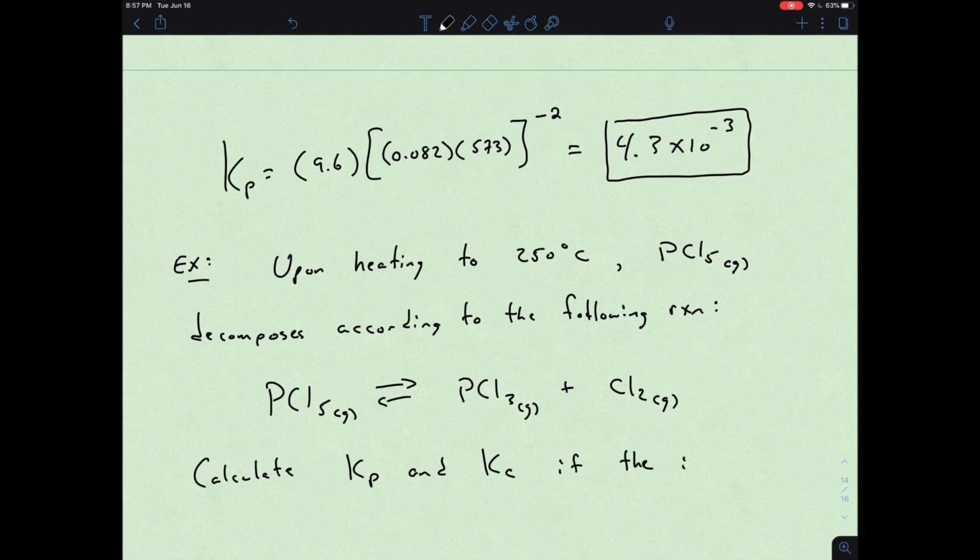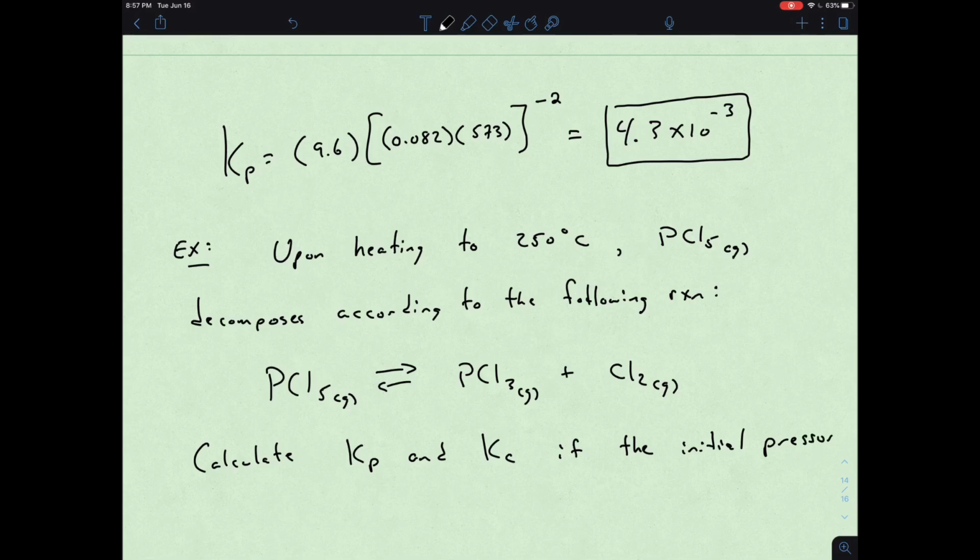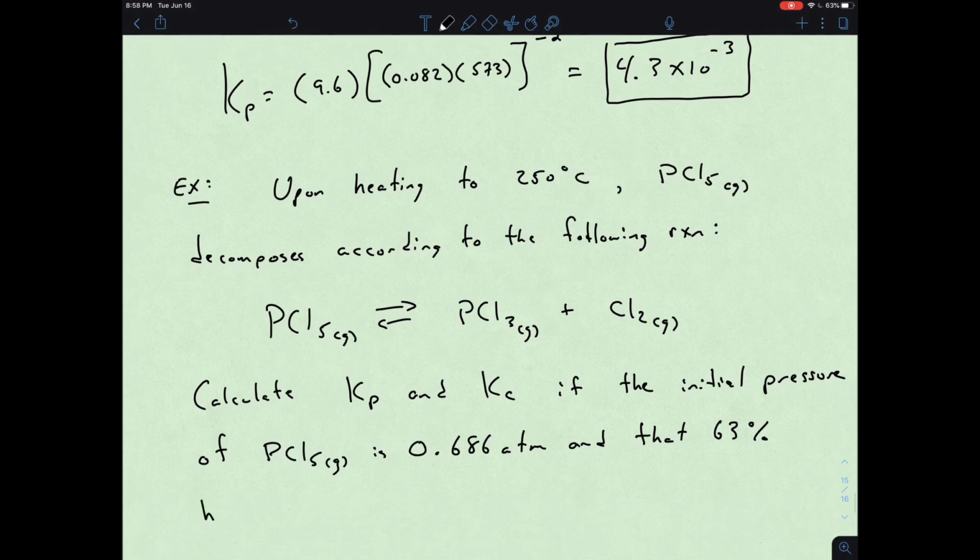if the initial pressure of the phosphorus pentachloride is 0.686 atmospheres, and that 63% has decomposed at equilibrium.